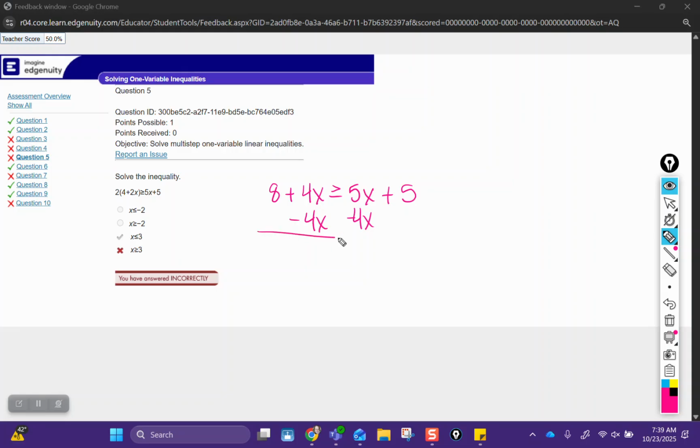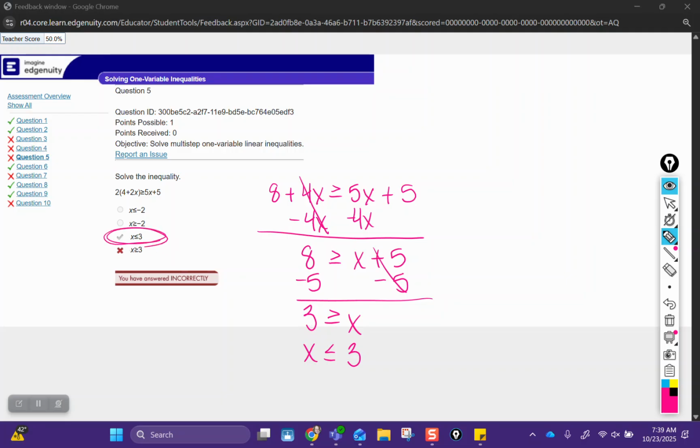So subtracting 4x from both sides, again, that's the opposite of adding. We have 8 greater than or equal to x plus 5. I'm going to subtract 5 from both sides, and I get 3 is greater than or equal to x. I'm going to rewrite this because this gets a little confusing. When you rewrite an inequality to put the variable on the left, you do flip your symbol. So I get x is less than or equal to 3. So that's this option here.